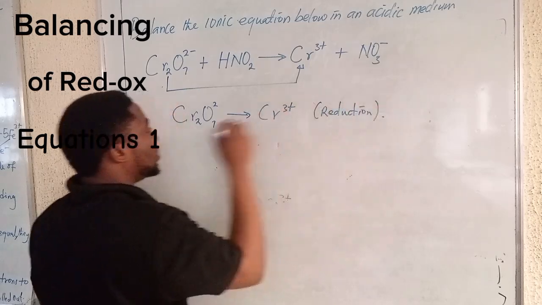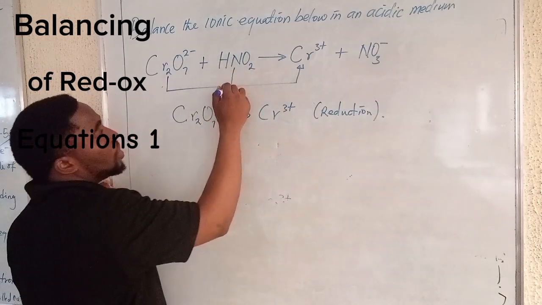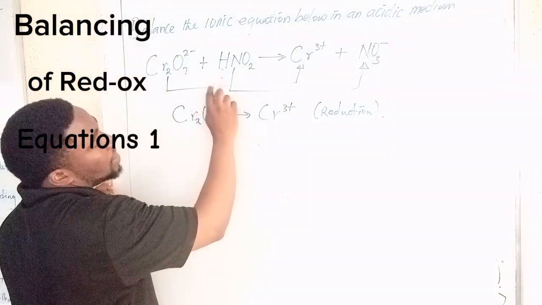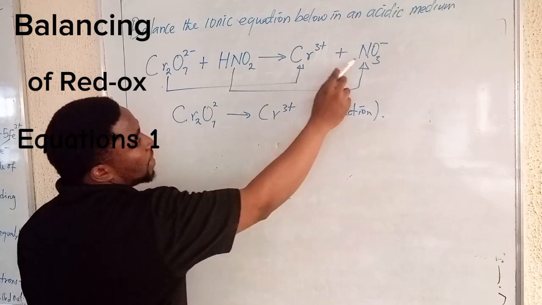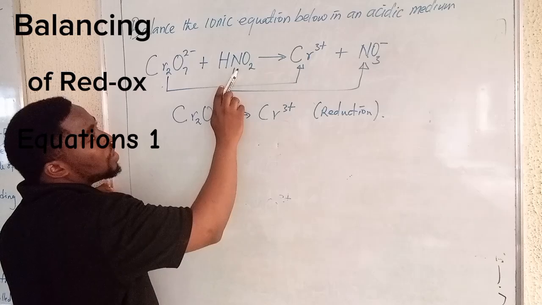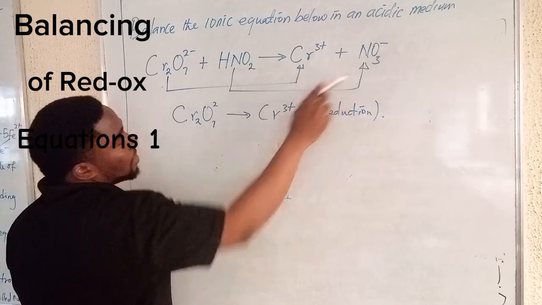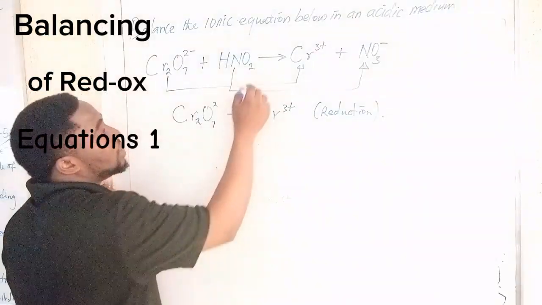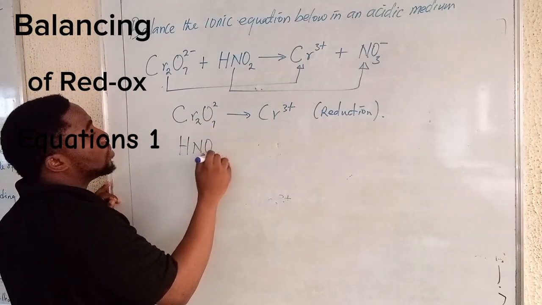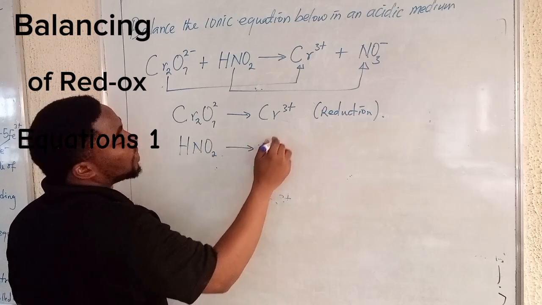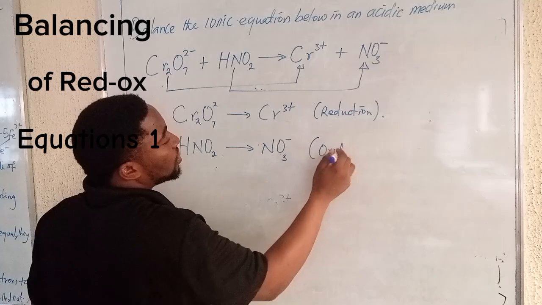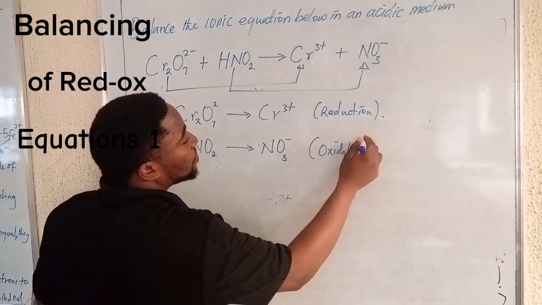Reduction. Okay, so now the oxidation half equation will automatically be the next reaction, which is HNO2 being transformed to NO3-. Now, obviously, you can see that the oxidation state of nitrogen changed from nitrogen +3 to nitrogen +5. So that is oxidation. So this is an oxidation reaction. So we have HNO2 turning into NO3-. So this is the oxidation equation.